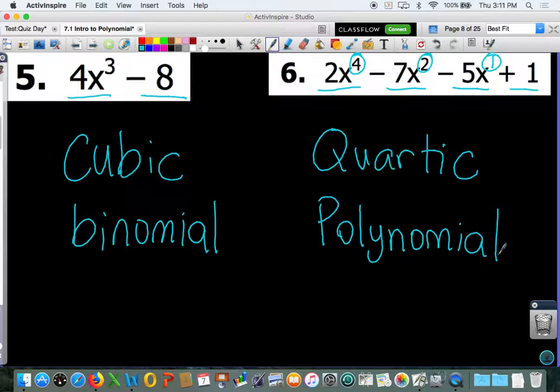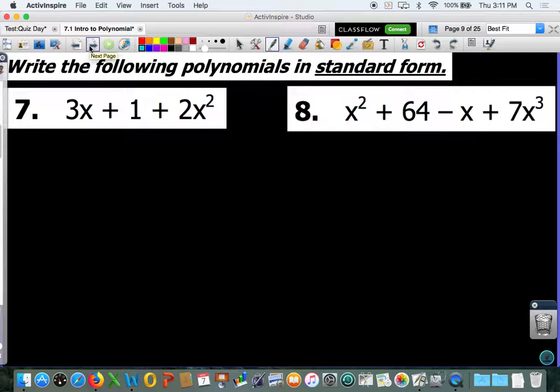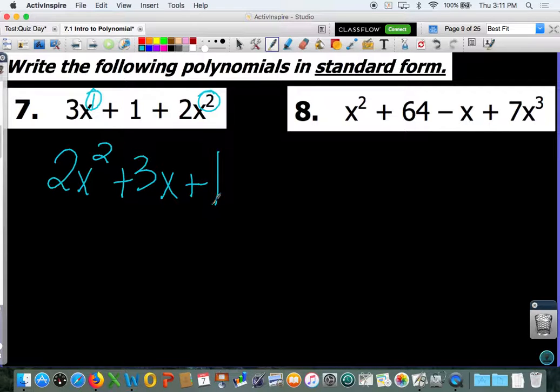So we're going to look at how to put things into standard order now. I'm looking at a few example problems. So, for example, I've got number 7 right here. Now, I've got x to the 1 right here, and I've got x squared over here. I want to put them in the correct order. I need the highest exponent first, followed by the next lowest, and then my constant at the very end. Boom, standard form.